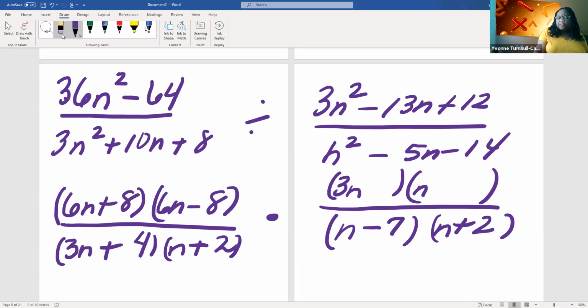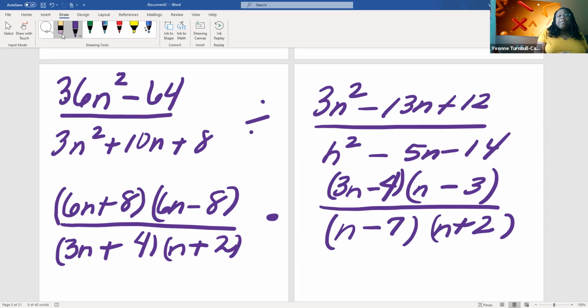6 times 3 is 18. No? 4 times 3. Wait, 3 times 3 is 9. Here you go, here you go. 3 and 4. 3 and 4. 3 times 3 is 9 plus 4. It's 13. And they both need to be negative because we want a positive 12.